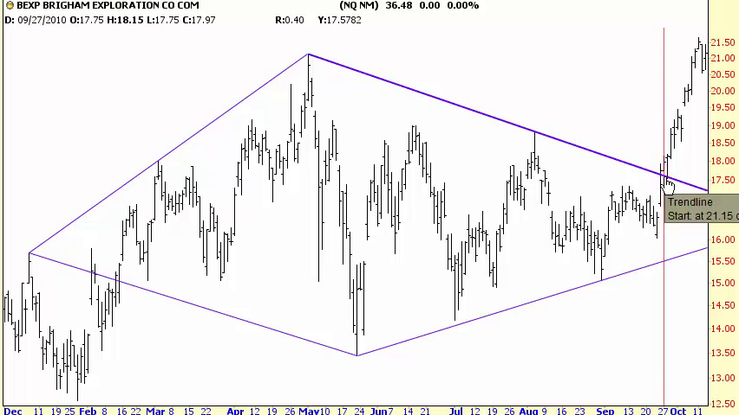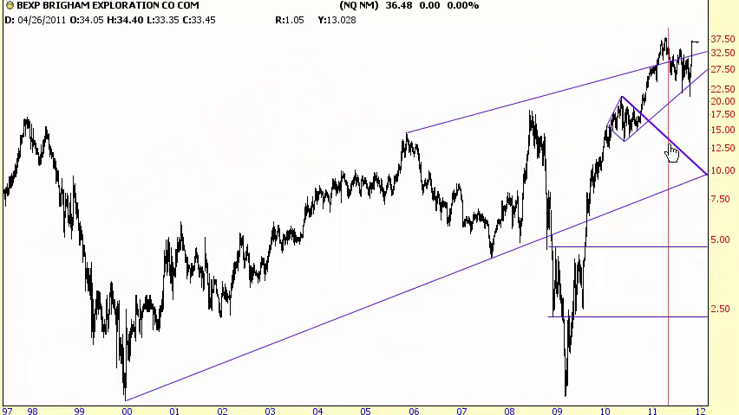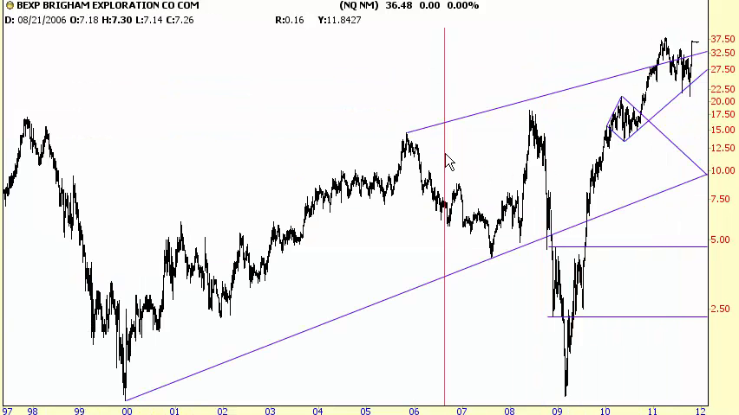And so the entry point here would have been about $17.50, and that preceded a very good move higher to well over double that amount. So this pattern can go both ways. You have to pay attention to which way it breaks, but it's relatively rare and not that easy to spot. But if you do find one, it can portend very good fortune for you.